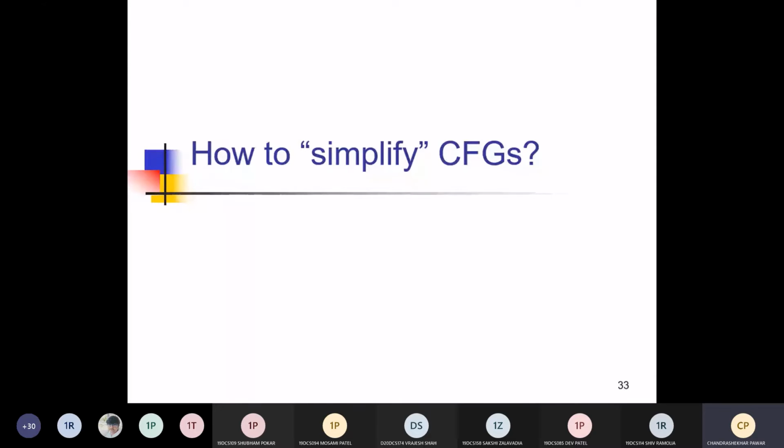No one remembers, students? All of you were present in the last session or not? There is a concept of useless symbol. Does anyone remember what a useless symbol is? The concept of useless symbol.